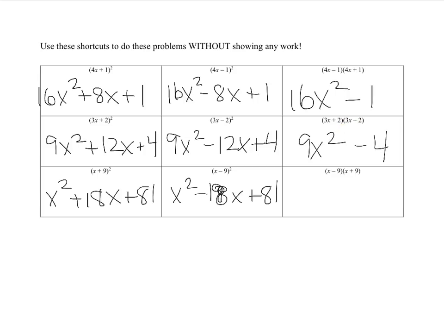Now the last one I do, x times x is x squared. And then negative 9 times 9 is negative 81. All right, moving right along.